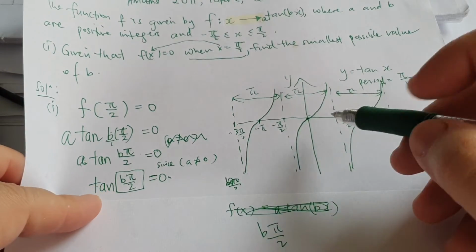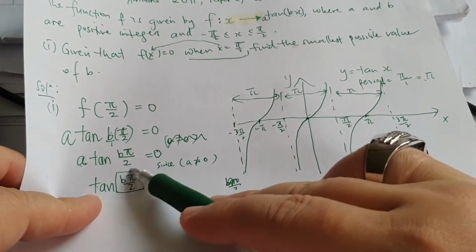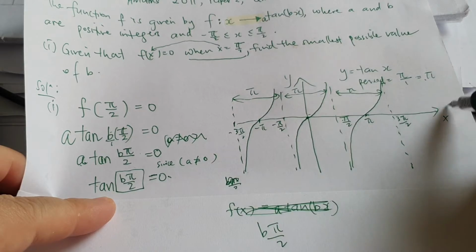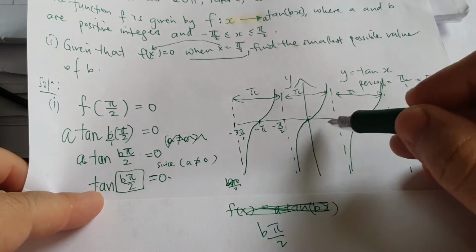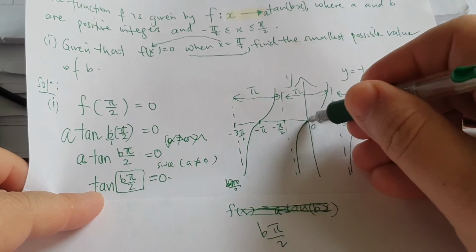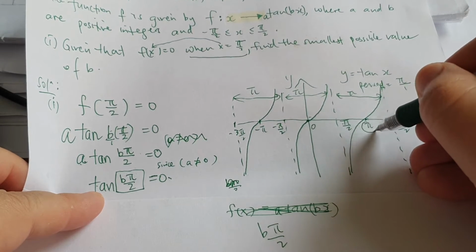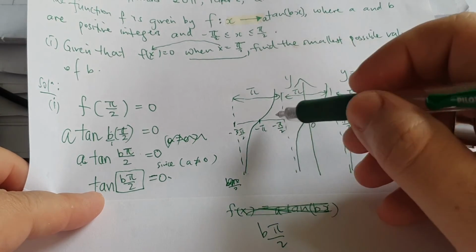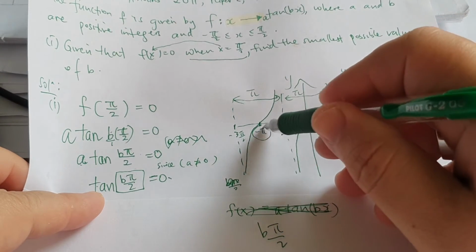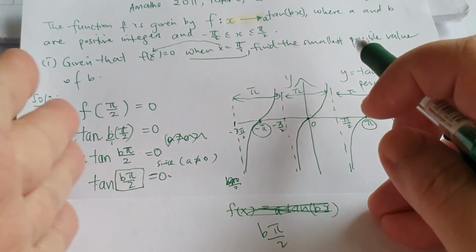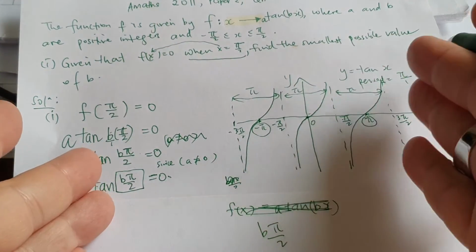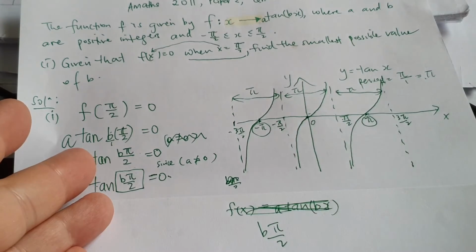You see, tangent of what angle will be equal to 0? Tangent of 0 is 0. Tangent of pi is 0. Correct? Tangent of minus pi is also 0. In fact, it goes on forever and ever and ever. This side also goes on forever and ever.